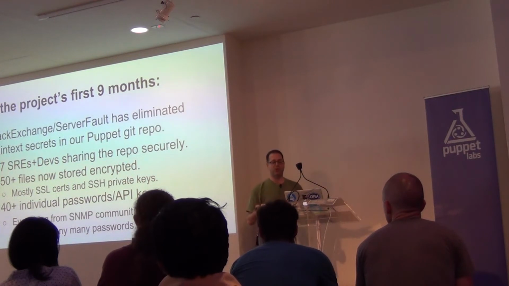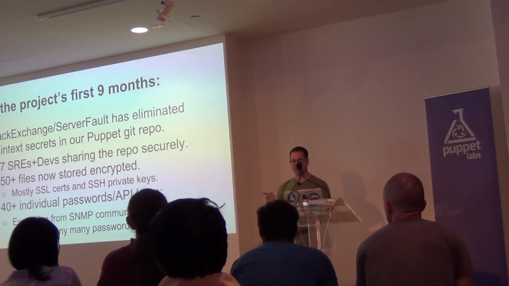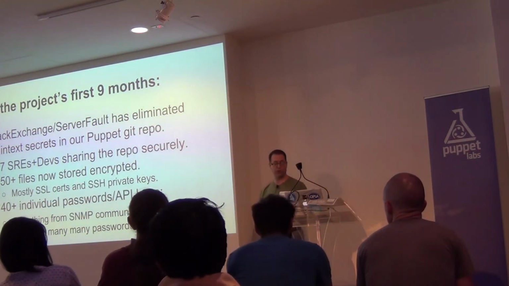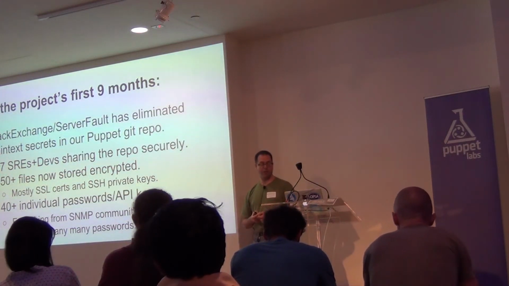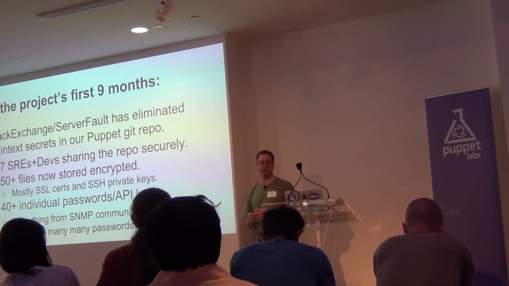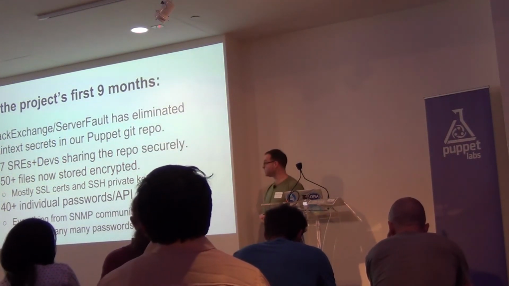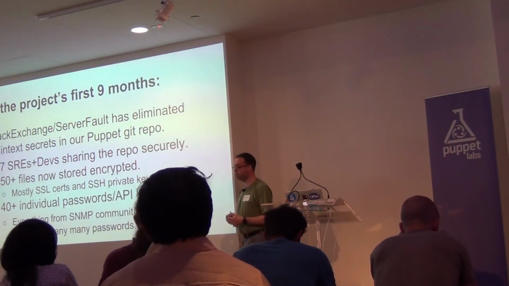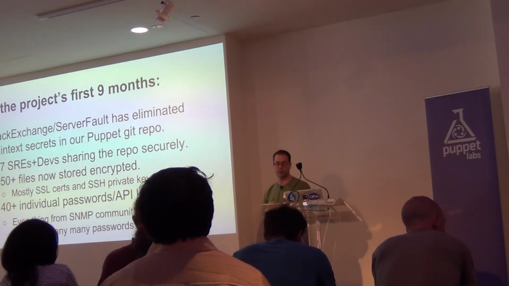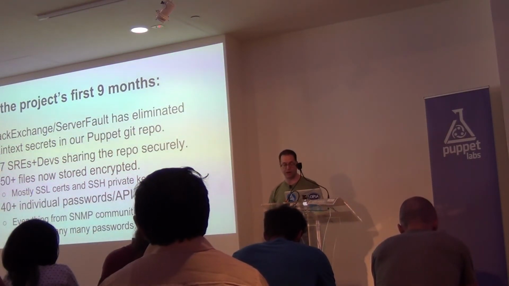So what are the results of the project? The project's only 9 months old internally at Stack Exchange. In these first 9 months, we were able to completely eliminate all the secrets from our Git repo. 7 SREs and developers have used it successfully to securely collaborate.